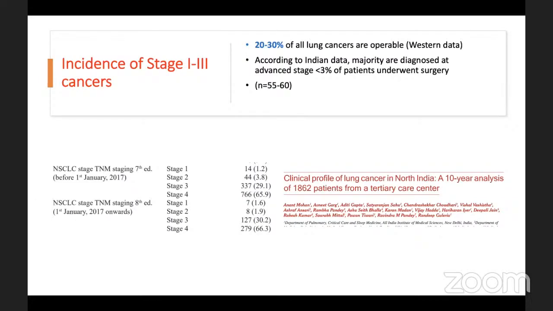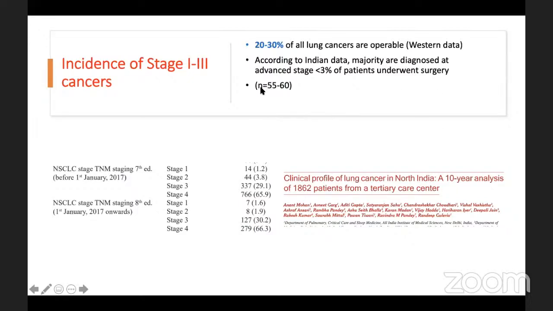If we see the Western data, around 20 to 30% of all lung cancers are operable. And if we see the Indian data, even though the incidence is very similar, this is data from AIIMS New Delhi. It is a clinical profile of lung cancer in North India, a 10-year analysis of 1,800-odd patients, and the number of patients who belong to the early stages is around 25 to 30%.